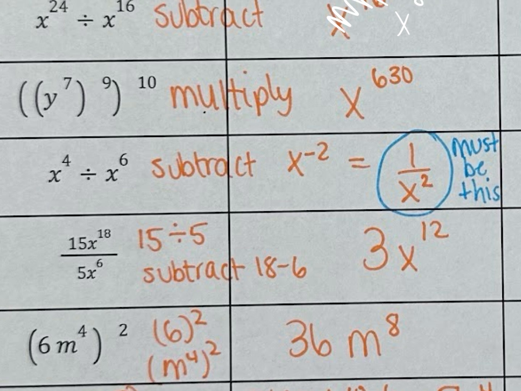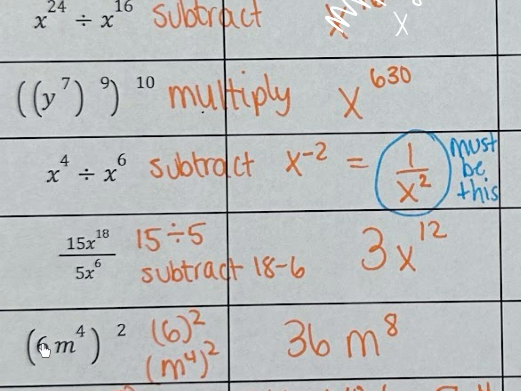Okay, next question. A lot of times students forget that we're squaring the 6. 6 squared is 36. Then we're multiplying 4 and 2. M to the 8th.